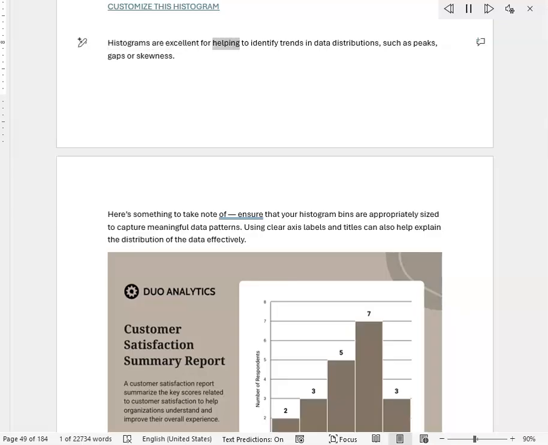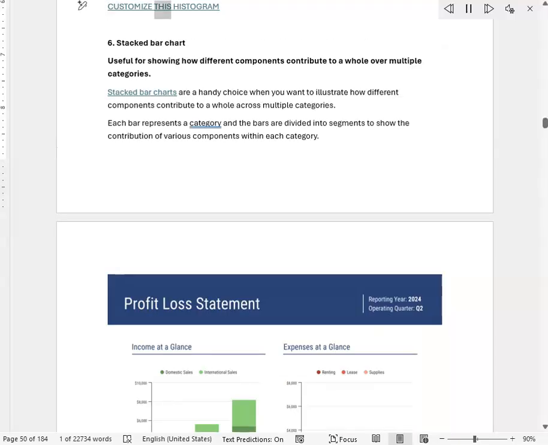Histograms are excellent for helping to identify trends in data distributions, such as peaks, gaps, or skewness. Here's something to take note of. Ensure that your histogram bins are appropriately sized to capture meaningful data patterns. Using clear axis labels and titles can also help explain the distribution of the data effectively. Customize this histogram.